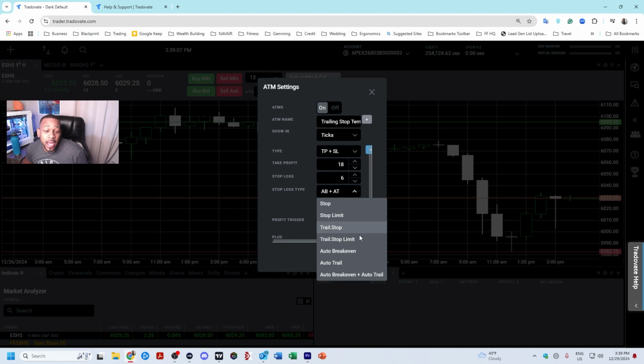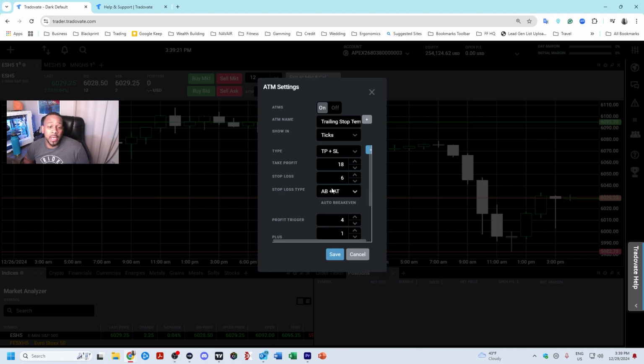Again, stop loss type. You can have a regular stop limit, trailing stop, what we're here to talk about, trailing stop limit, auto break even, auto trail. So I put auto break even and auto trail, right? So the reason why I do that is because, again, you want to lock in your winnings as soon as possible.